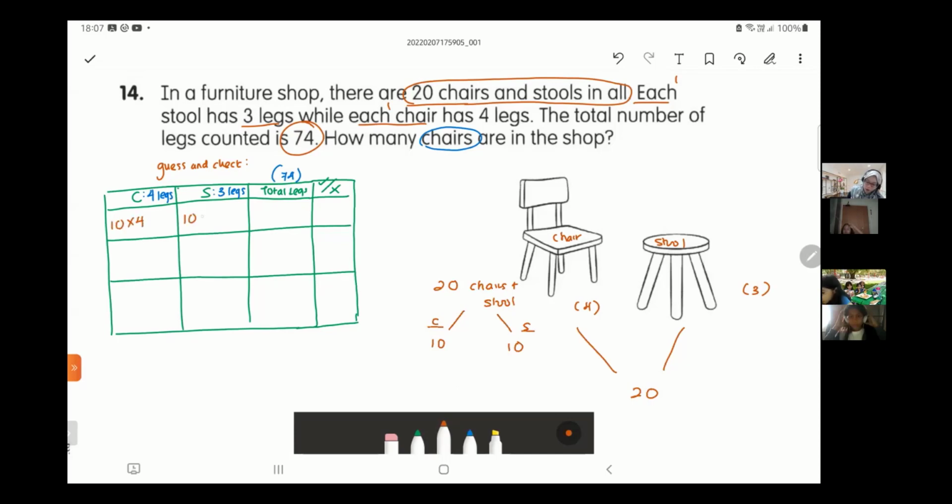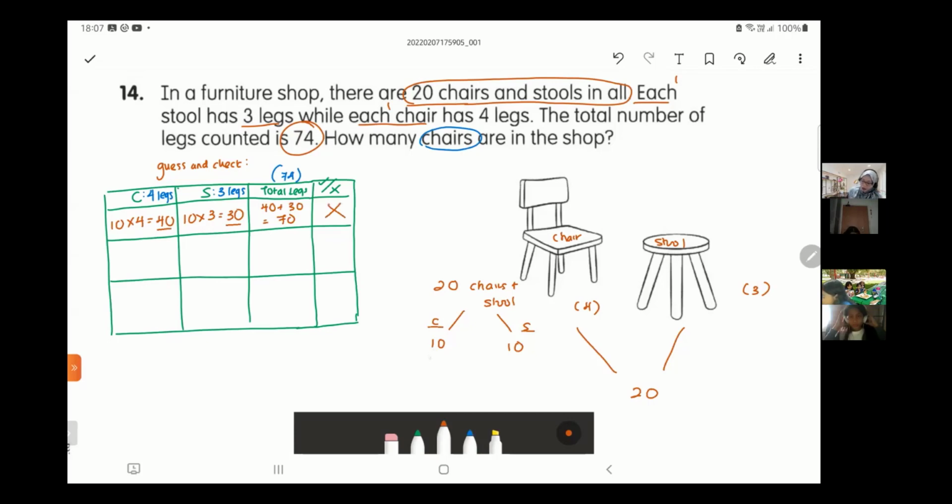Times 4, times 3, equals 40 and 30. The total will be 40 plus 30 equals 70. Is it 74? No, cross. Which means I need to increase a bit, right?